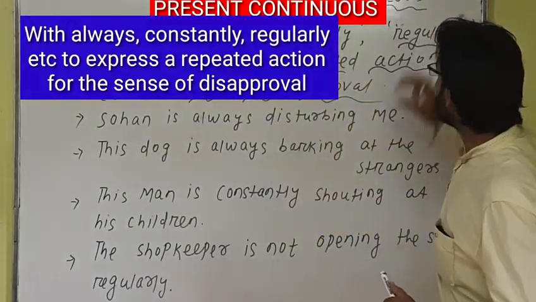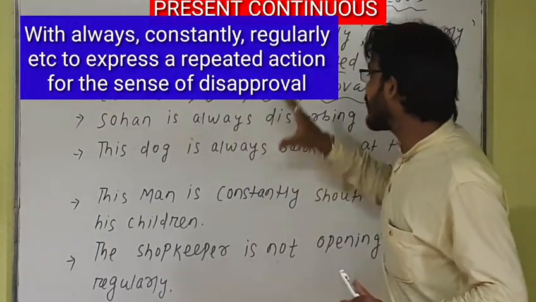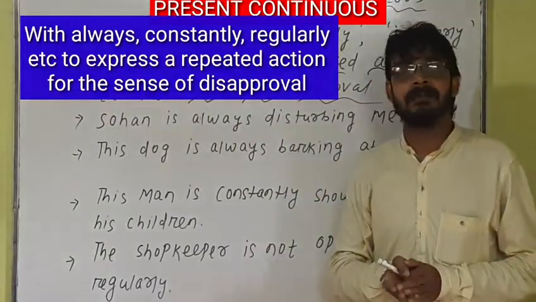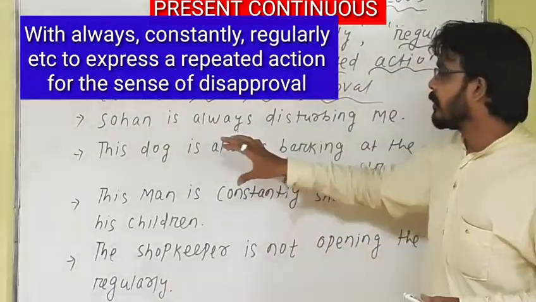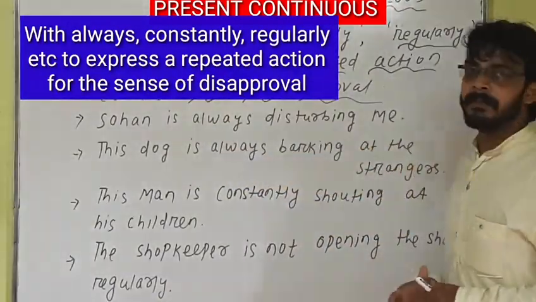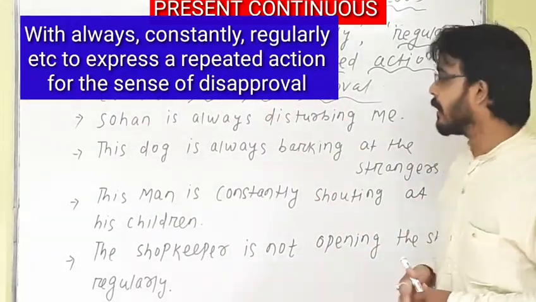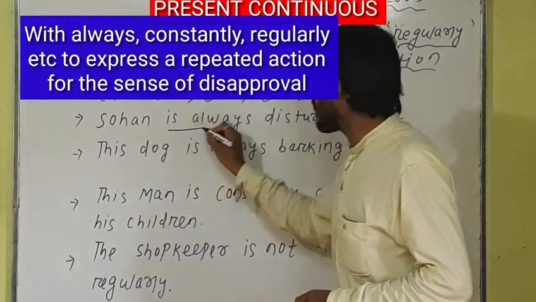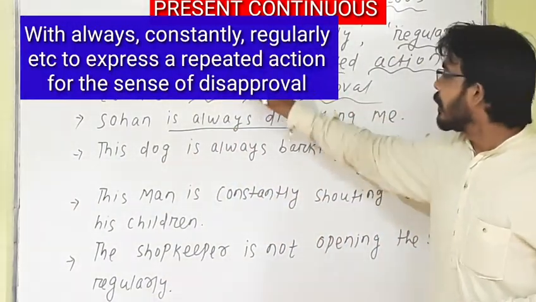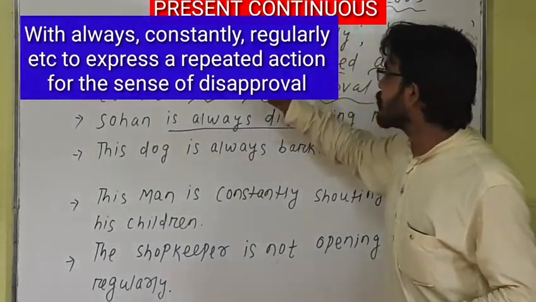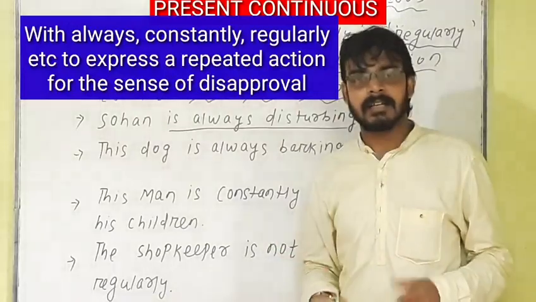Always, constantly, regularly, to express a repeated action with a sense of disapproval. Disapproval means anger, disgust, irritation. Okay. Sohan is always disturbing me. That means this is disapproval. Sohan is always disturbing me. This is the present continuous. Constantly, regularly, always, to express a repeated action that shows disapproval, anger, disgust.